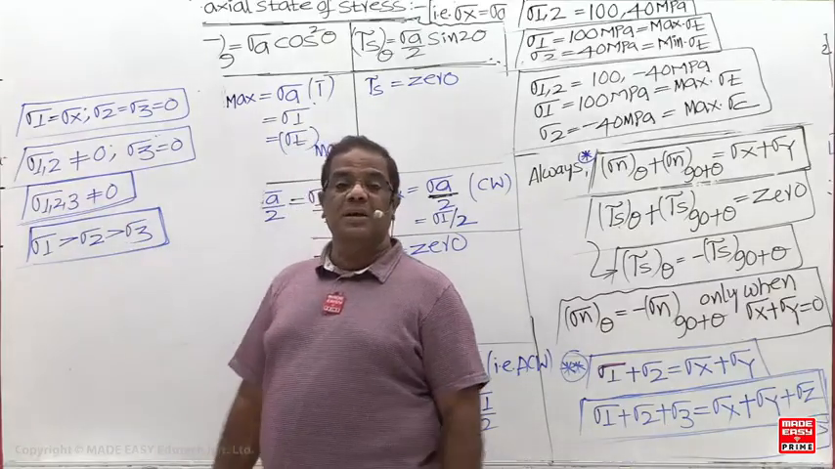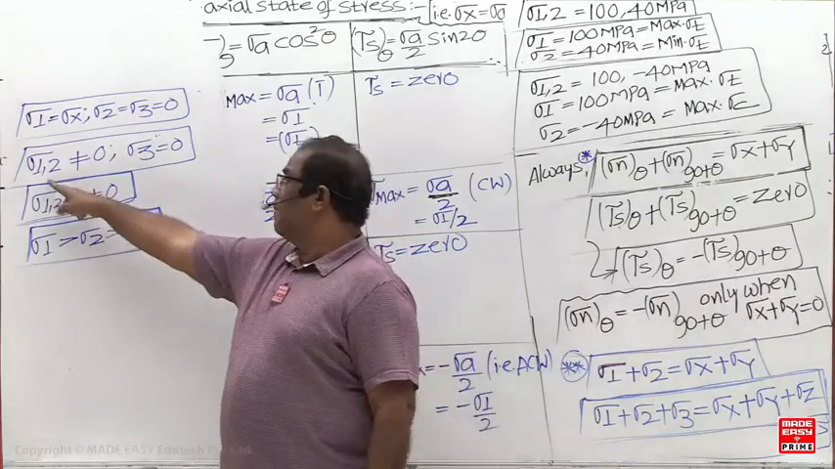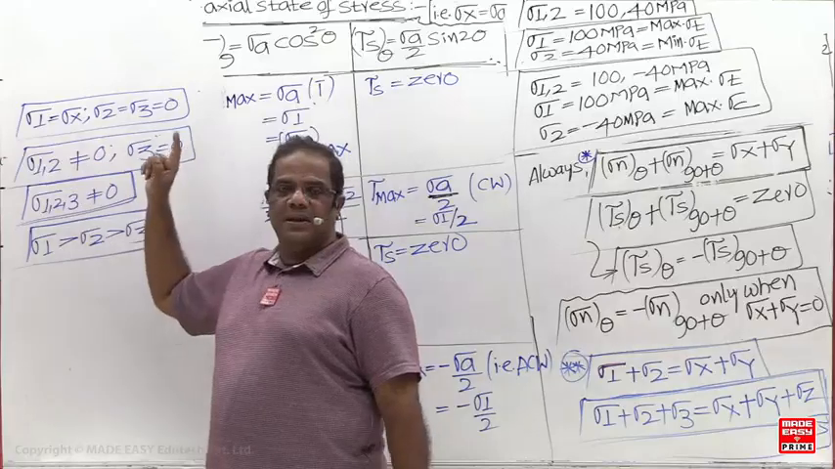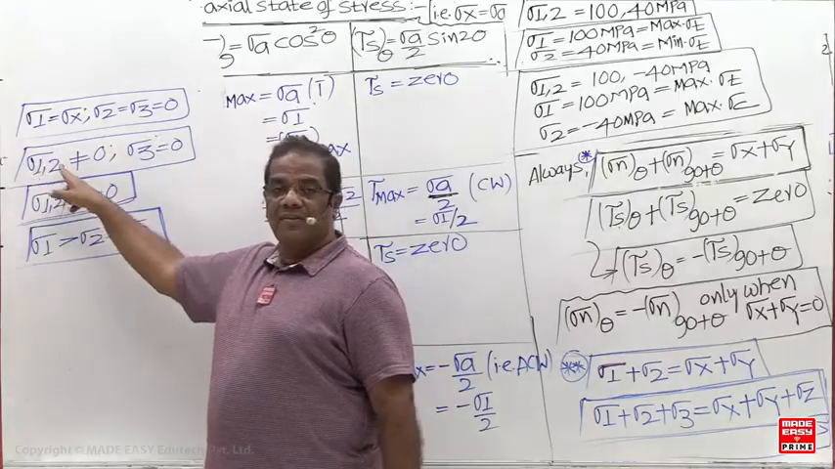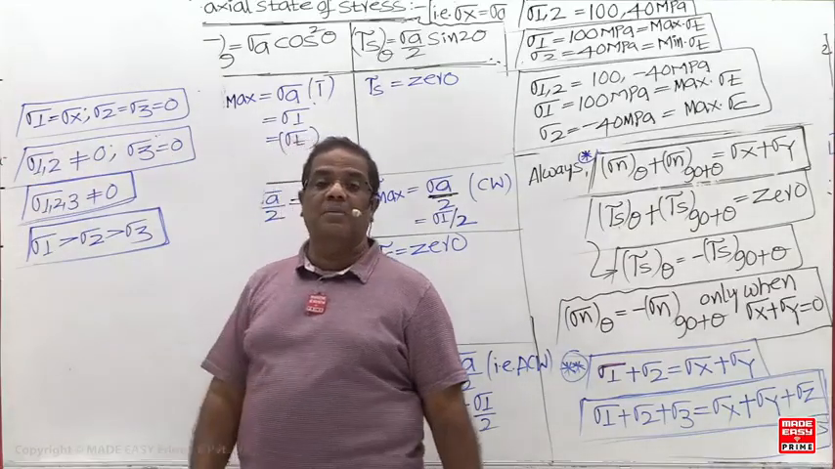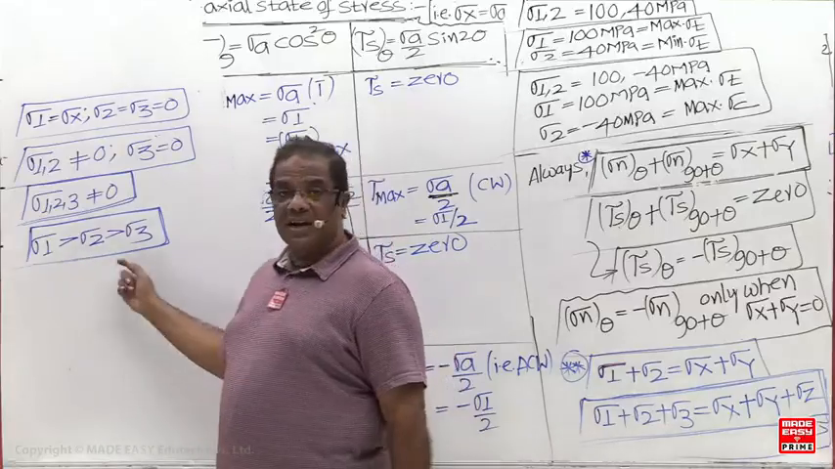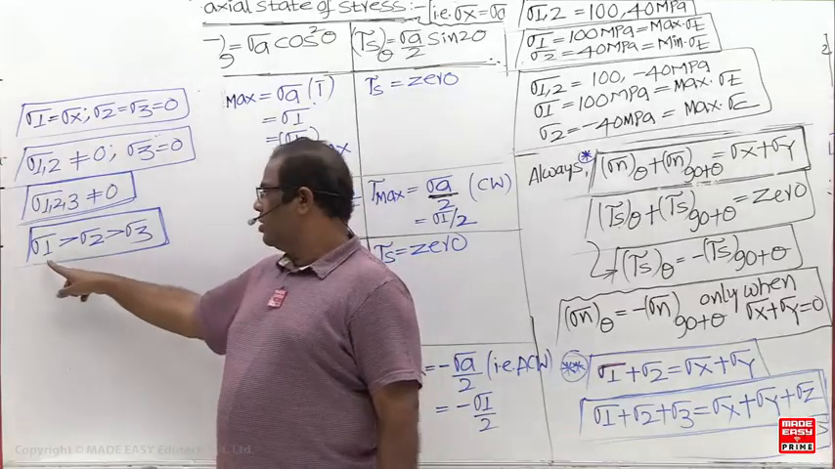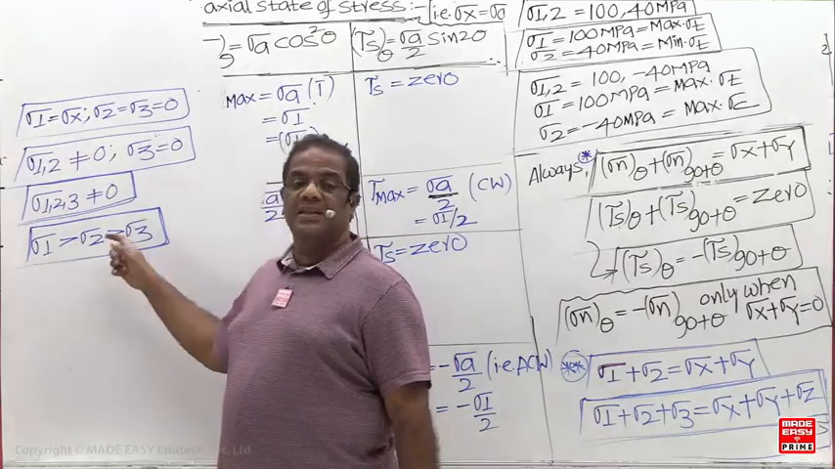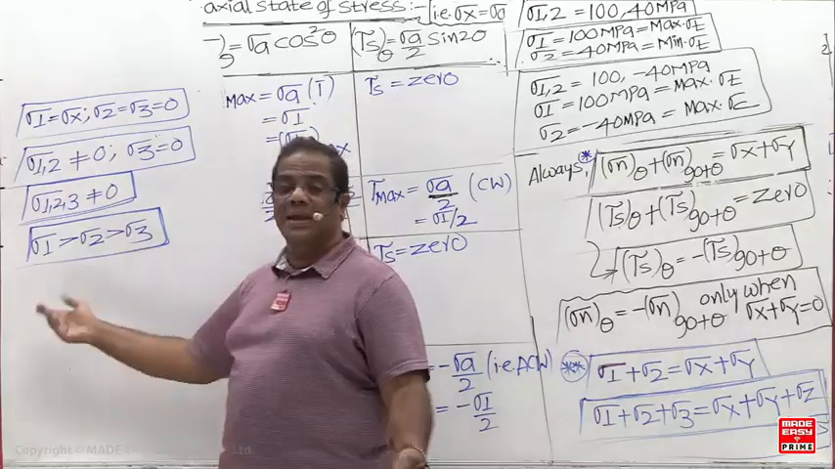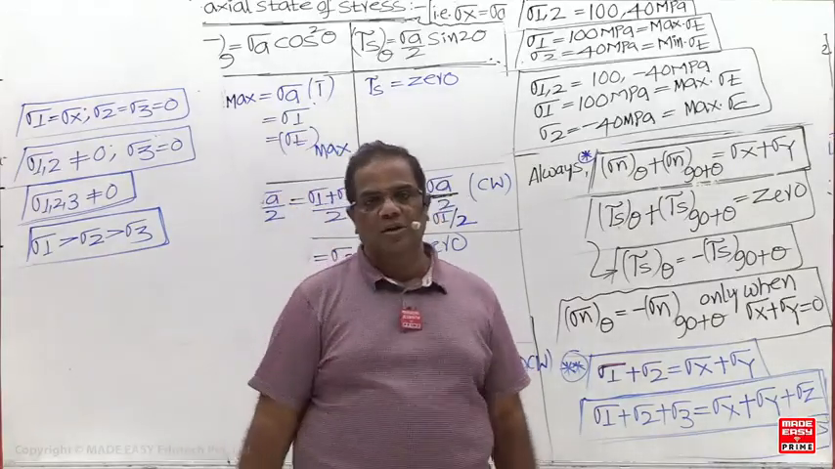But generally your syllabus is biaxial, that is why you call it so. Biaxial has only two non-zero principal stresses. One will be the major, one will be the minor. Sigma 2 the minor, sigma 1 the major. But when you go for triaxial, three are going to be there. So sigma 1 is the major principal stress, sigma 3 is the minor, and sigma 2 is going to be the intermediate principal stress.